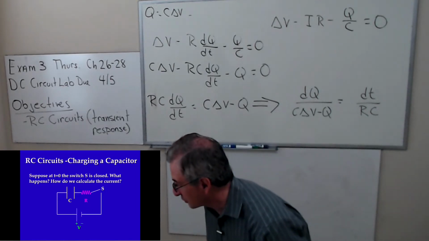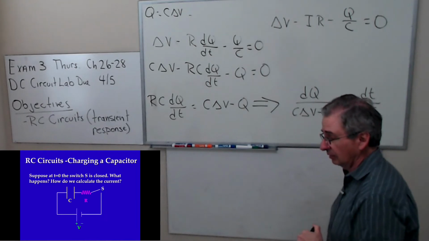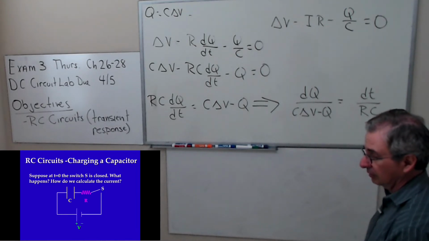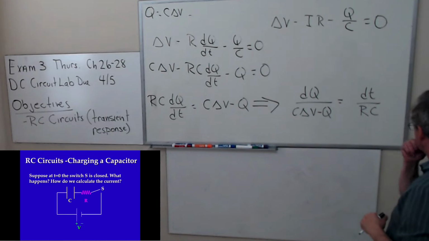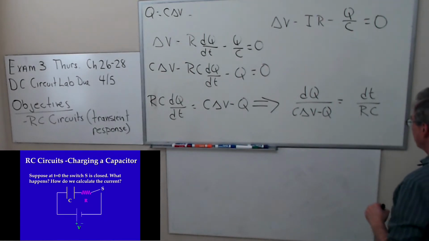So Michaela, your question is, what are we solving for? We're solving for q. We'll get I from q though. Oh, okay. Thank you. So what's my next step? Integrate both sides.